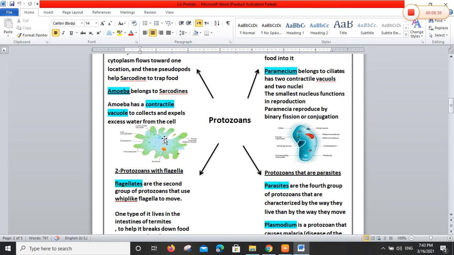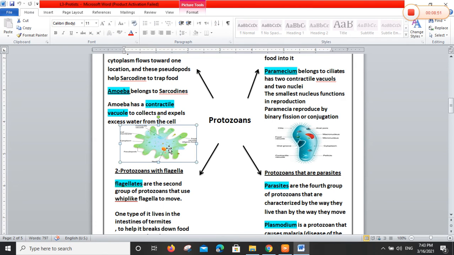What is meant by contractile vacuole? Look at this blue vacuole. This blue vacuole collects and expels excess water, because amoeba live in fresh water. Yes, so it can collect a lot of water inside the contractile vacuole, which helps it to float or swim in water. And when excess water fills the contractile vacuole, it can expel it out of the cell.